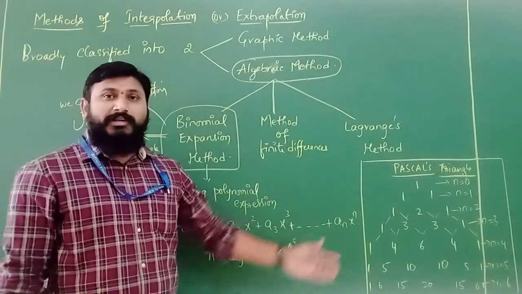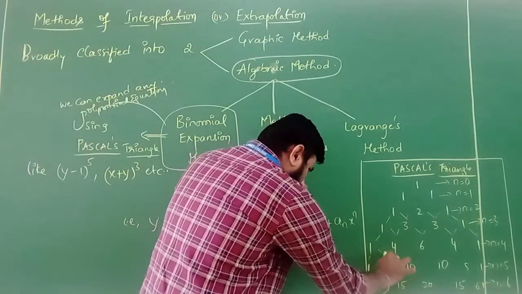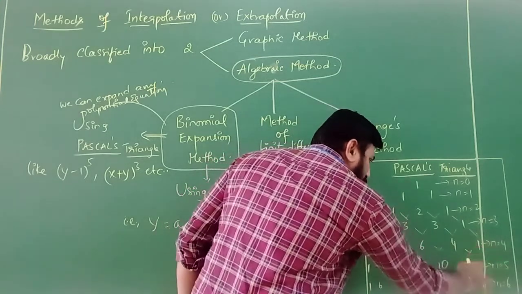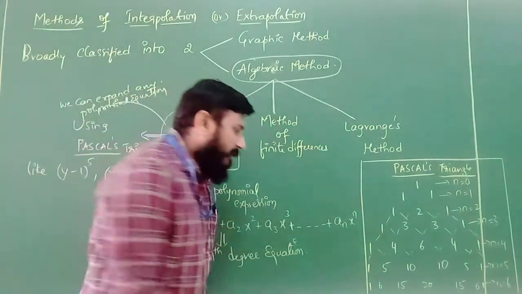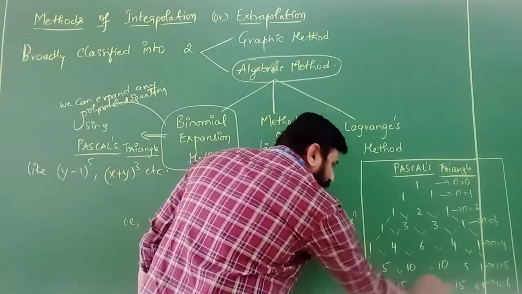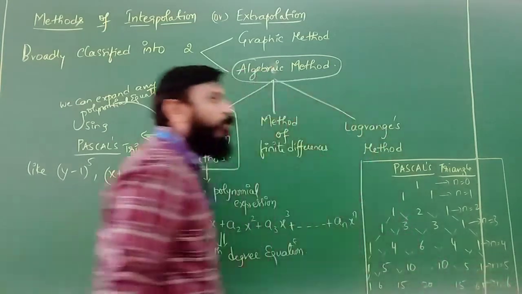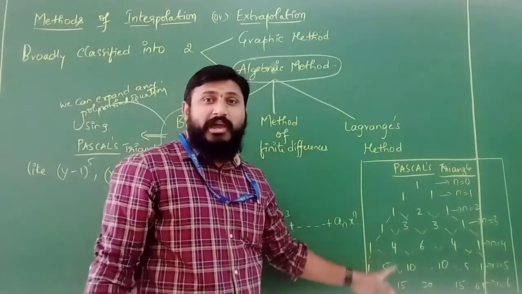That is the fourth line of Pascal's triangle. Next, the fifth line: 1; 1 plus 4, 5; 4 plus 6, 10; 6 plus 4, 10; 4 plus 1, 5; again writing 1. One more line: 1 plus 5, 6; 5 plus 10, 15; 10 plus 10, 20; 10 plus 5, 15; 5 plus 1, 6; and then 1. Clear? So this is Pascal's triangle.